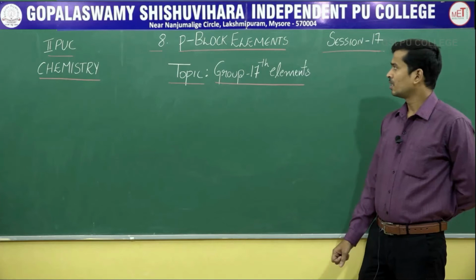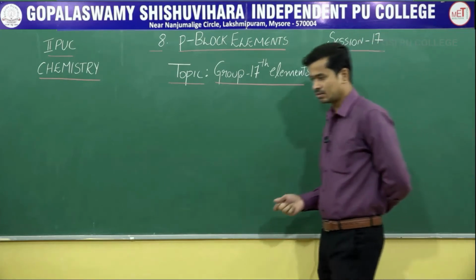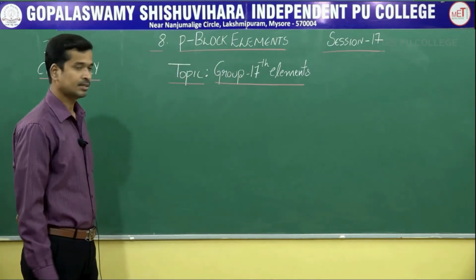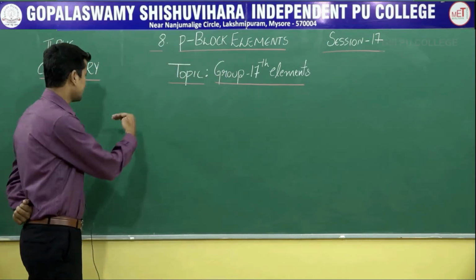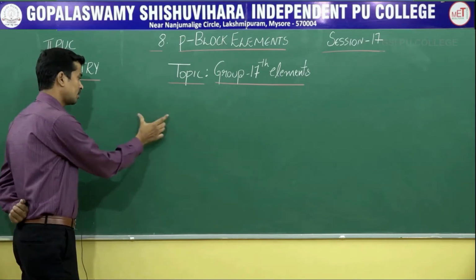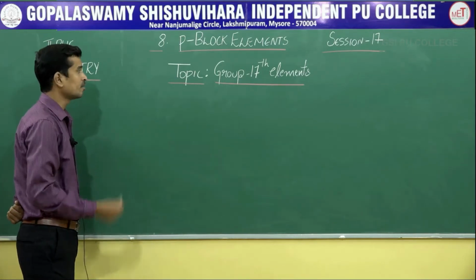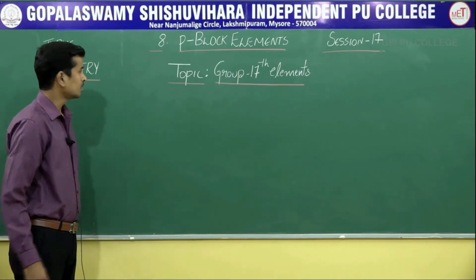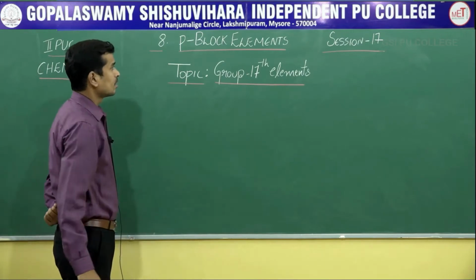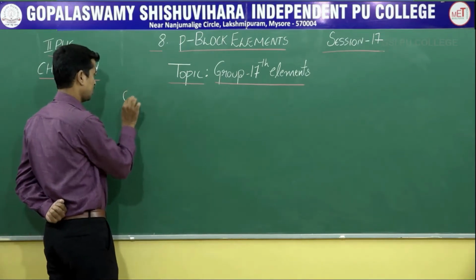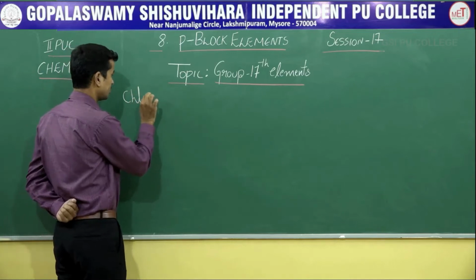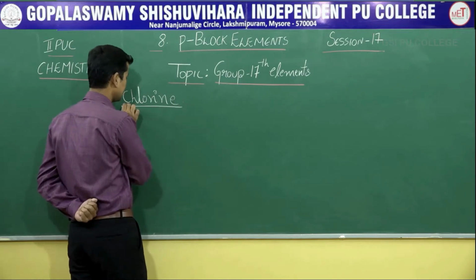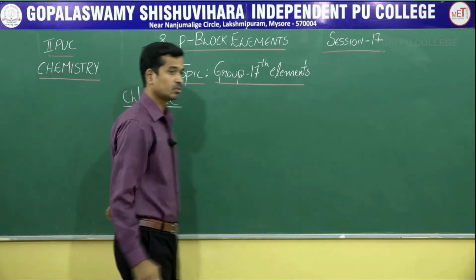Today, I am going to deal with the group 17 elements. You have already studied in your previous session the group 17 elements: what are the atomic properties and what are the chemical properties. That's very important. In today's session, I have to discuss the important concepts in group 17 elements, which is chlorine, Cl2, chlorine.